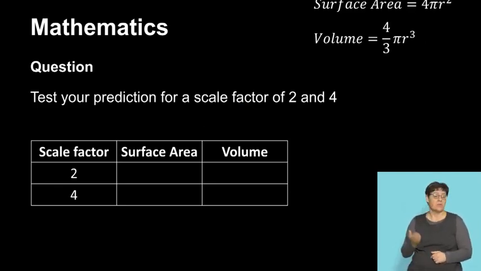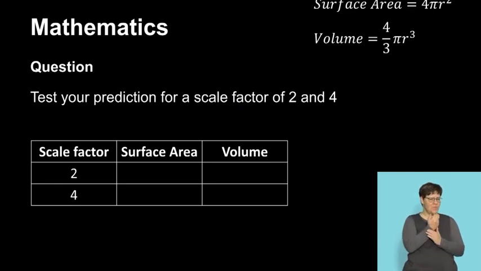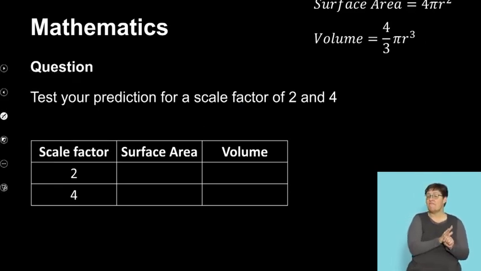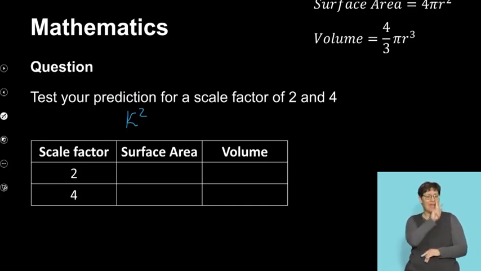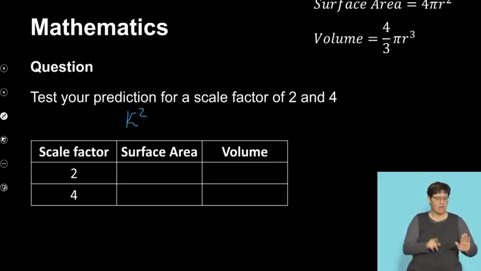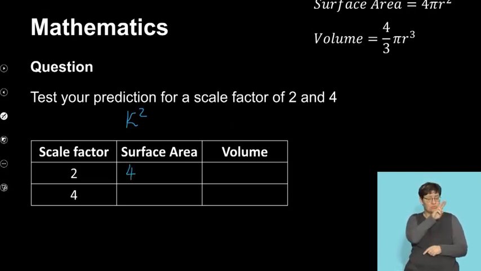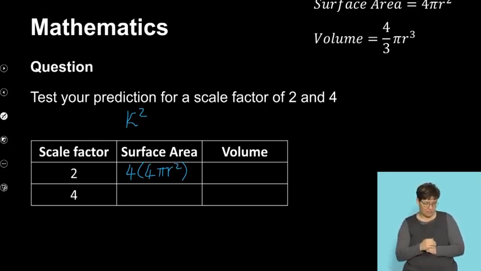So previously, the new surface area was affected where the new surface area was k squared times the surface area, where k is the scale factor. So I want to see if my new surface area is going to be my scale factor squared, which is 4, times the original surface area, which is 4 pi r squared. So I want to see if my theory is correct, if my scale factor squared times the original surface area is the actual new surface area.